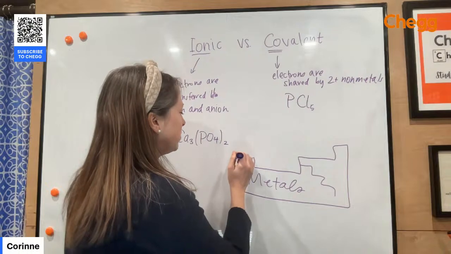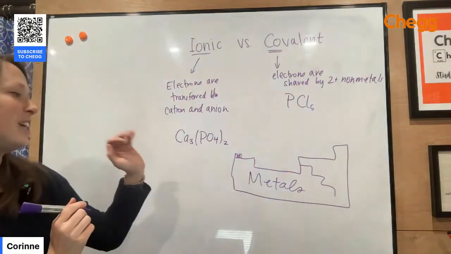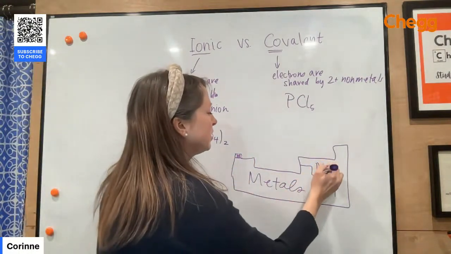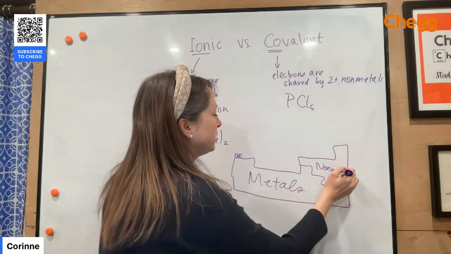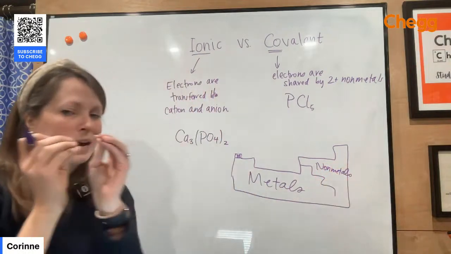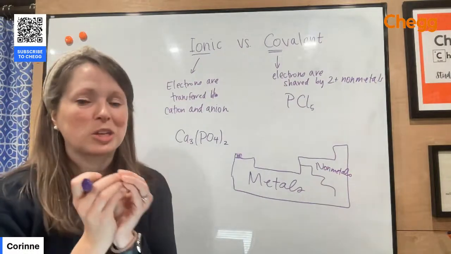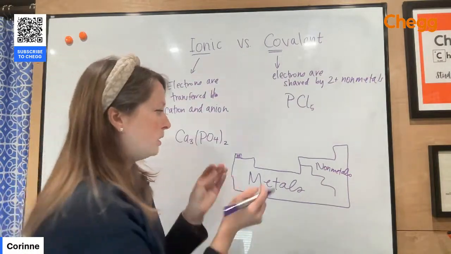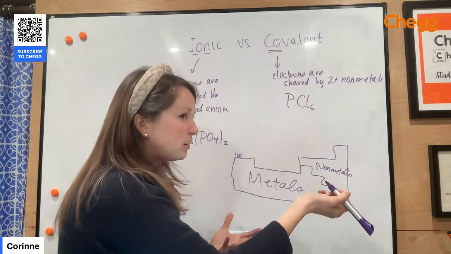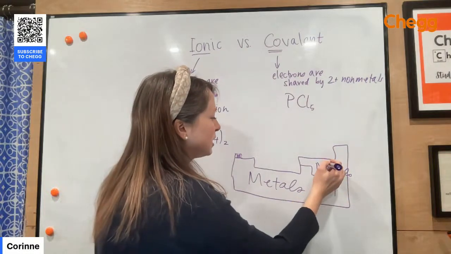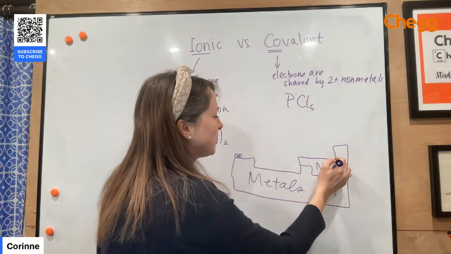Hydrogen is going to be our one lone nonmetal on the left side of the periodic table. And then on the far right side is where we have our nonmetals. If you have 2 elements that are right next to each other, that represents a covalent molecule. So for example, PCl5, phosphorus and chlorine are just like 2 spaces away from each other on the periodic table.